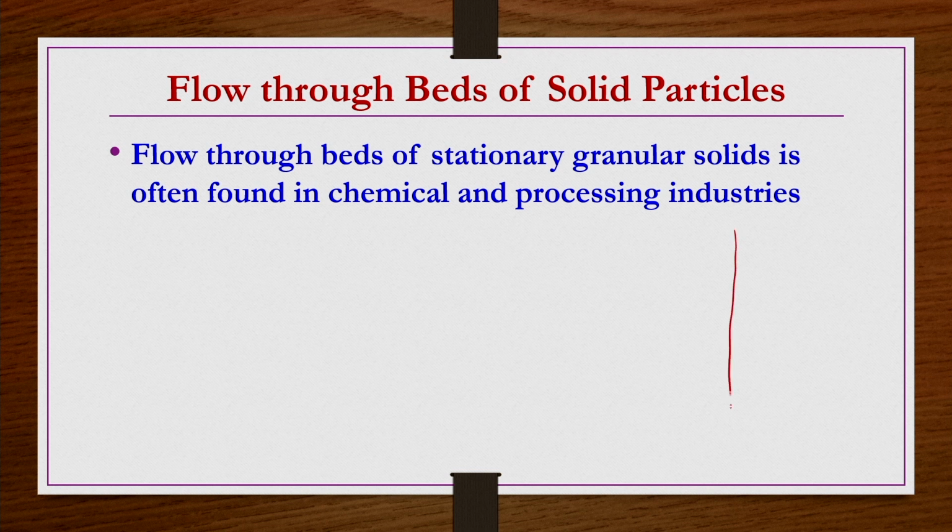Let us say we have a column in general like this, and at the bottom of the column there is a perforated plate. This plate has some perforations, right? The particles that we are using as packing are placed on this perforated plate, so the particle sizes should be more than the opening of the perforated plate. Whatever these openings are, they should be smaller and the particle size should be larger, so that the particles do not fall down, right? So the particles are arranged like this.